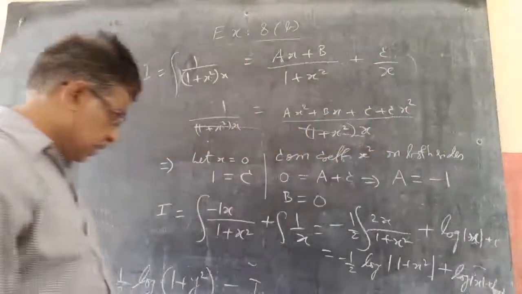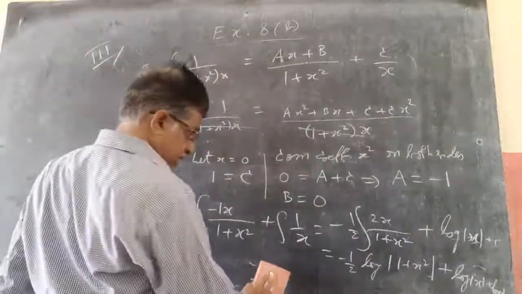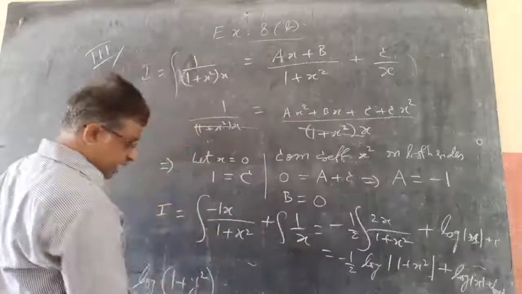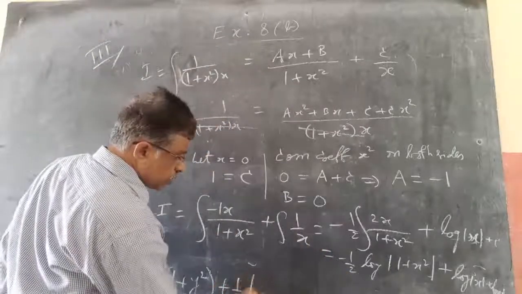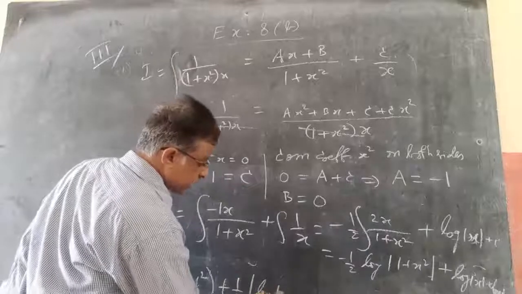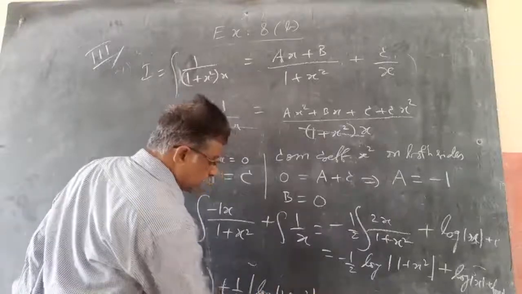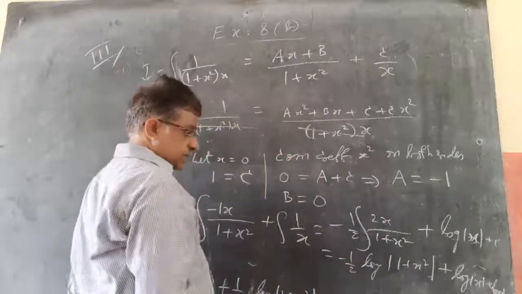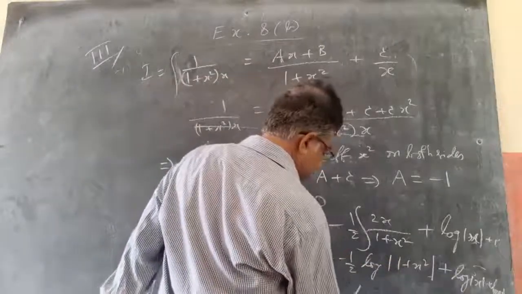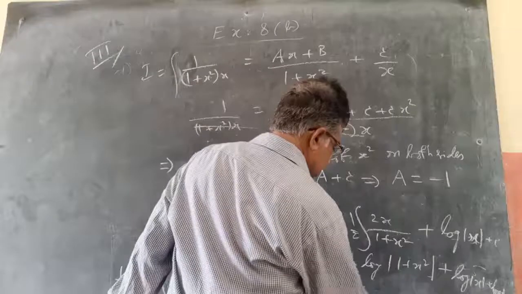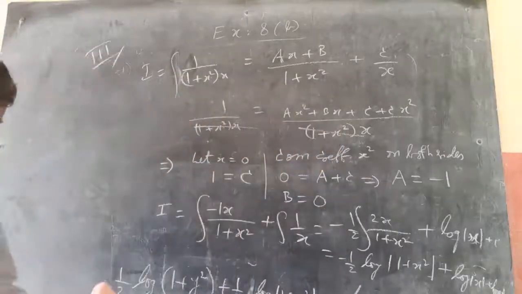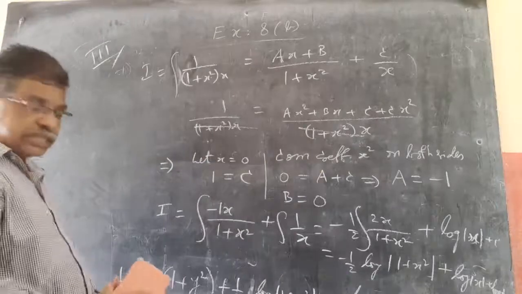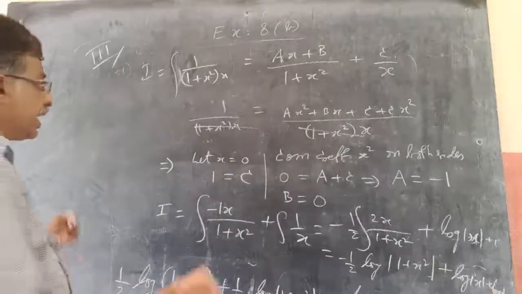Now if I substitute in place of I, what do I get? I will bring half into log mod of 1 plus x square to this side, and the remaining left out is log x c. Now this is half; if I take it common, this becomes log a plus log b, which is log of a into b.